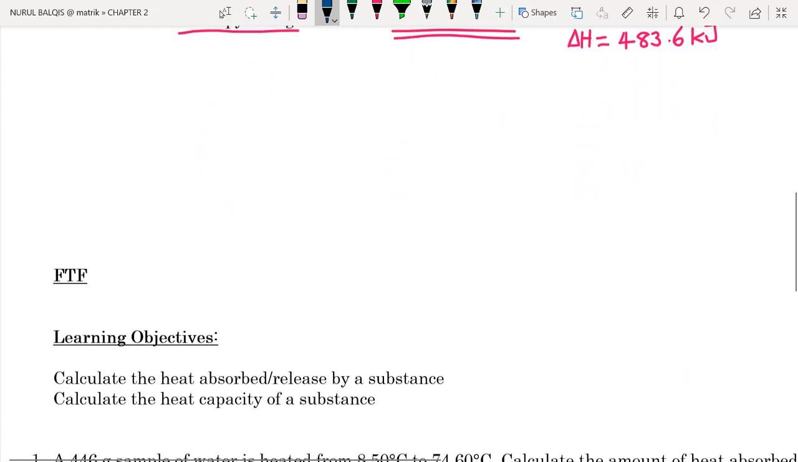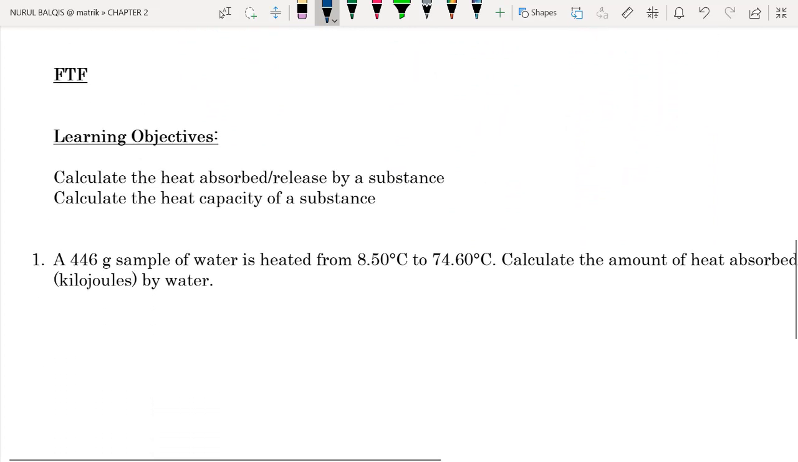Now let's proceed with the face-to-face questions. So at the end of this lesson, you should be able to calculate the heat absorbed or released by a substance. So heat absorbed or released here is denoted by the symbol Q. And to calculate the heat capacity of a substance, heat capacity uses the symbol C or small c. So different C means different heat capacity.